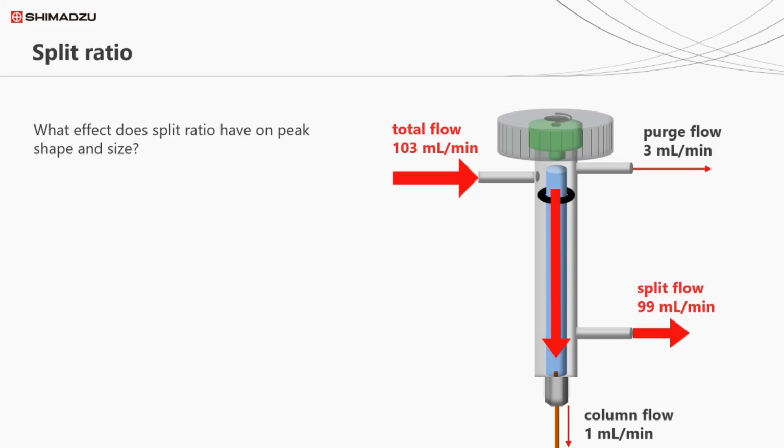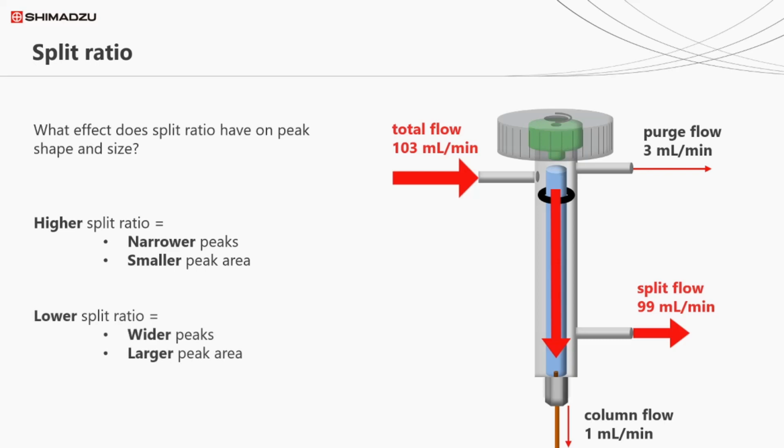The important question is how does this affect peak shape? An increased split ratio allows the sample to transfer to the column more quickly, so the peaks get more narrow. However, as the volume of sample making it to the column is now smaller, the peaks will also get smaller. Setting a smaller split ratio would have the opposite effect.